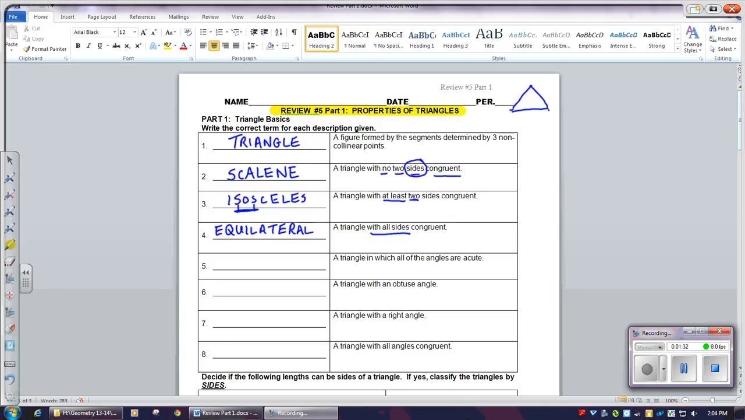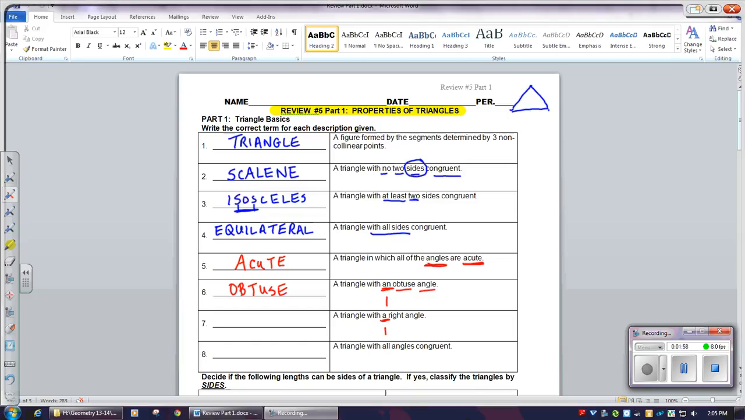Triangle in which all of the angles are acute. Now we've moved to naming it by angles, and if every angle is acute, then we have an acute triangle. Now here's the thing about triangles. There's three angles. Two of them will always be acute. It's that third angle that we're looking at. If it has one obtuse angle, then it is an obtuse triangle.